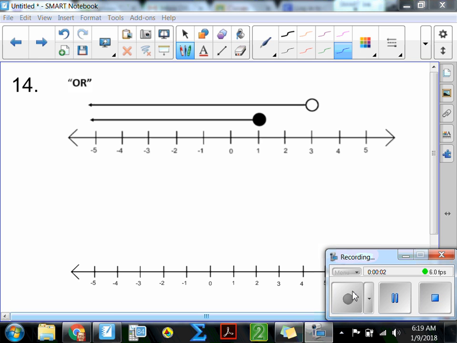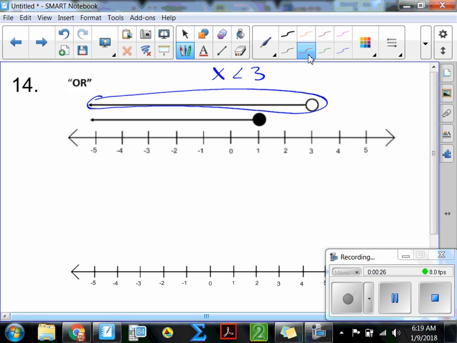Okay, for number 14, for I believe questions 12, 13, and 14, maybe even number 11, so 11 through 14, we're giving you the graphs that you would have drawn after you solved a problem. So if I just look at these graphs, it says that we solved a problem, and I'll take the top one. The top one says that x is less than 3. The bottom one says that x is less than or equal to 1.